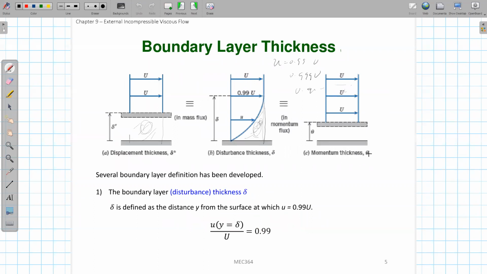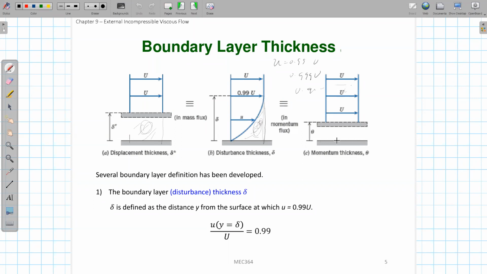and the idea for theta is similar to the idea for delta star. Because delta star is from the mass conservation point of view, the momentum thickness theta is from the point of view of momentum conservation. So we can also see that because the velocity is reduced inside the boundary layer, it also reduces the overall x direction momentum of the flow, right? So the net effect of the boundary layer on the loss of momentum will be just similar to that.